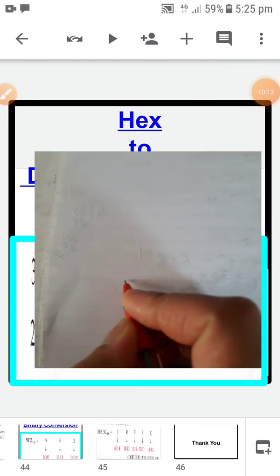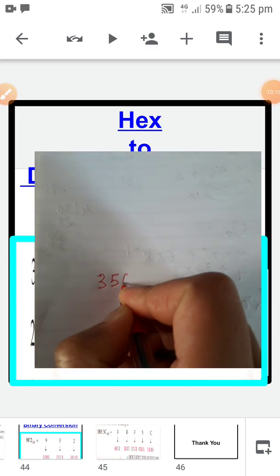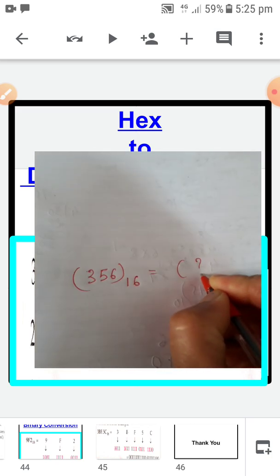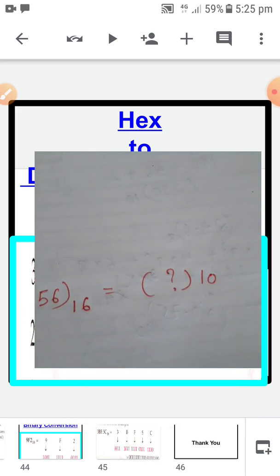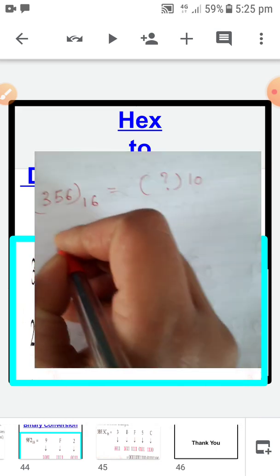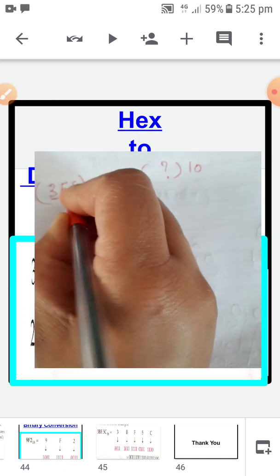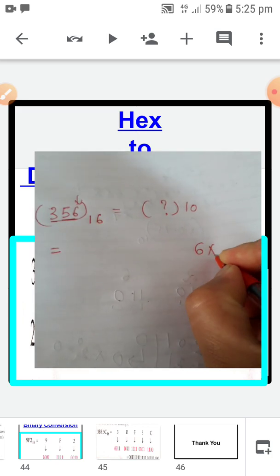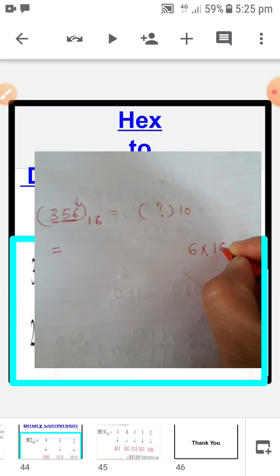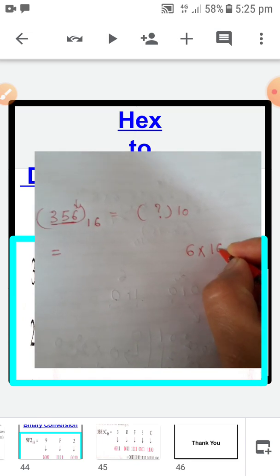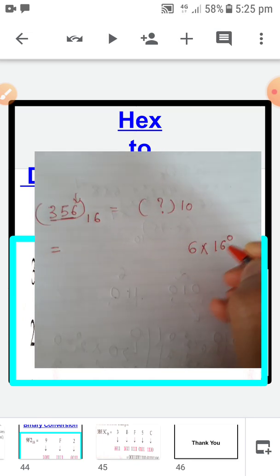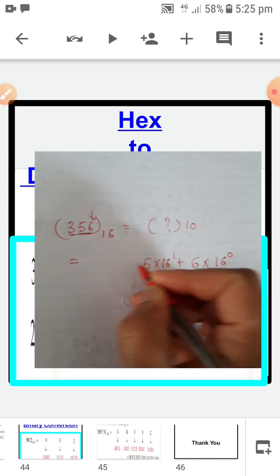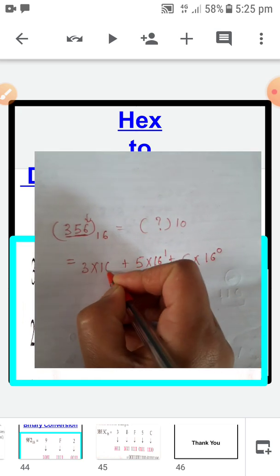Okay, let's see. We have the number 356 in hexa form. You have to convert it into decimal form. How can you do that? Like this, we start from the unit place. 6 into 16, why are we using 16? Because we have a hexadecimal number, that is why. So the power is 0. Now this 5 is multiplied by 16 power 1, then 3 multiplied by 16 power 2.